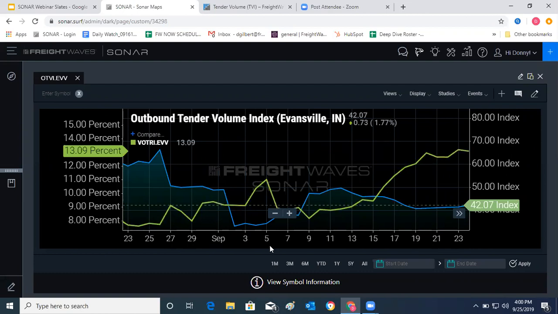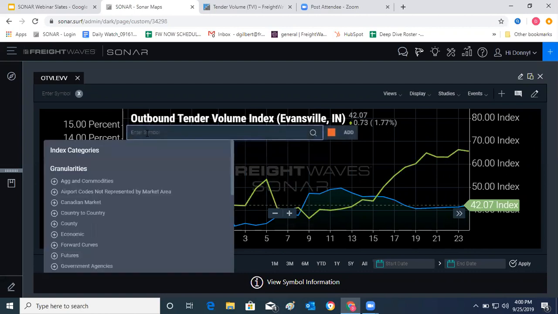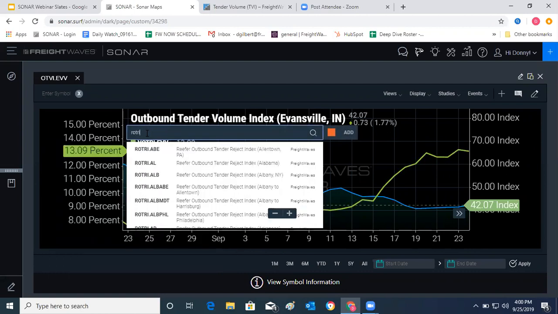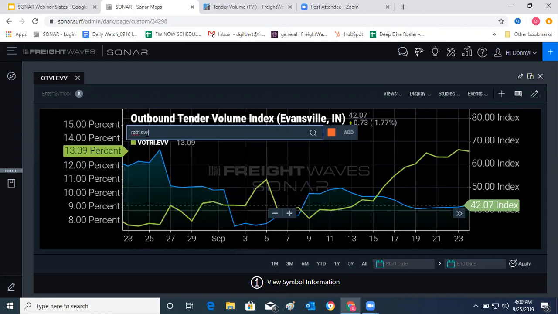You can also break this down into just the reefer. We can show you a map on the reefer, but I'm going to bring this up right here. Reefer is ROTRI.EVV.